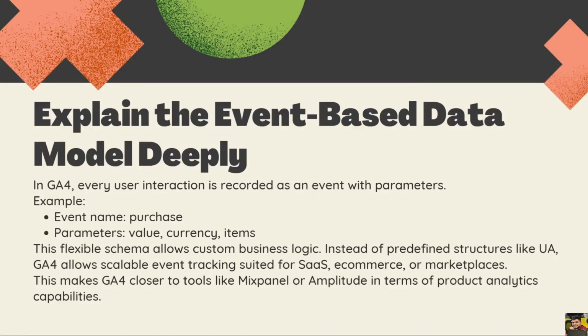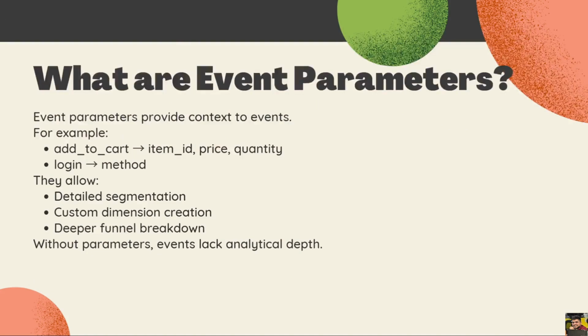Explain the event-based data model deeply. In GA4, every user interaction is recorded as an event with parameters. Example, event name purchase, with parameters like value, currency, and items. This flexible schema allows custom business logic instead of predefined structures like UA. GA4 allows scalable event tracking suited for SaaS, e-commerce, or marketplaces. This makes GA4 closer to tools like Mixpanel and Amplitude in terms of product analytics capabilities.